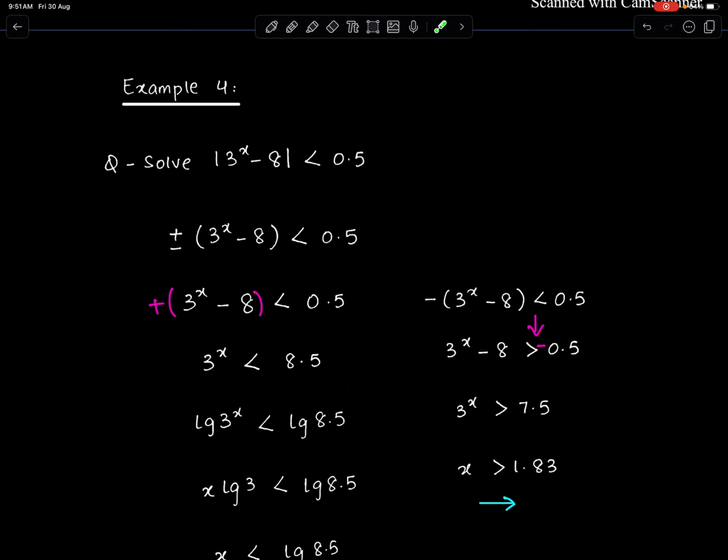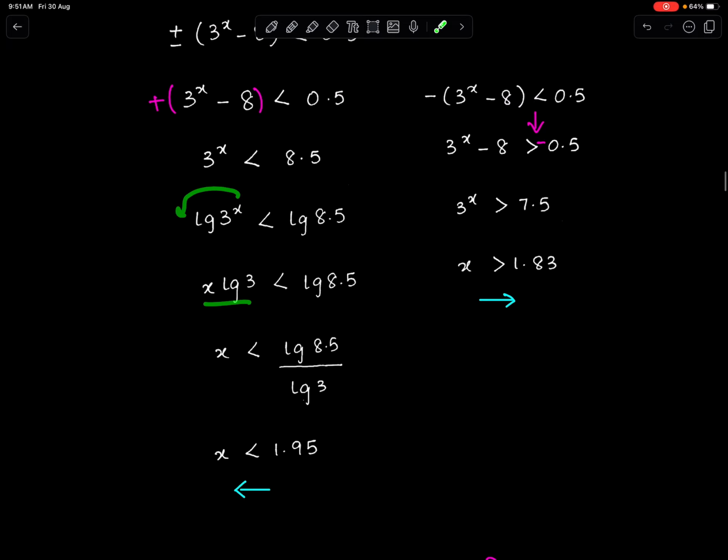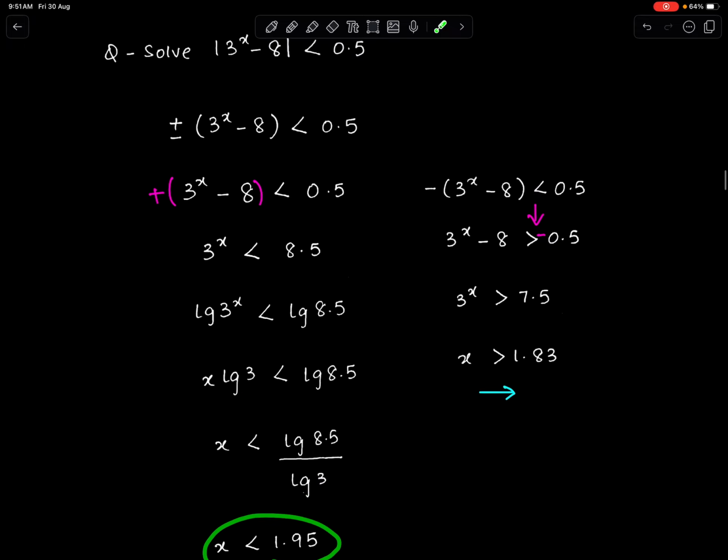So when we solve this with plus sign, we'll get 3 power x minus 8 less than 0.5. So when we shift 8 to the other side, we'll get 8.5. Now we have to take log on both sides. So by taking log on both sides, we have log 3 power x, log 8.5. According to the power law of logarithm, you can write this x as the coefficient of log. When we solve this in the calculator, we'll get 1.95 up to 3 significant figures.